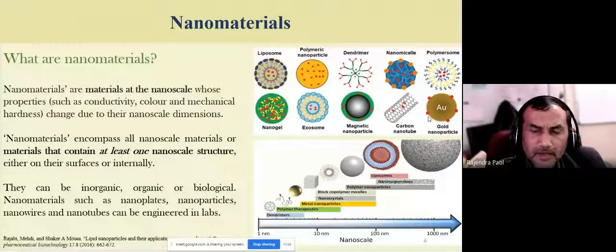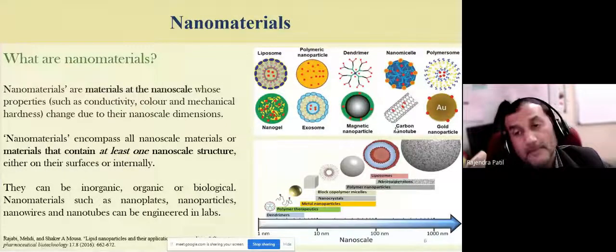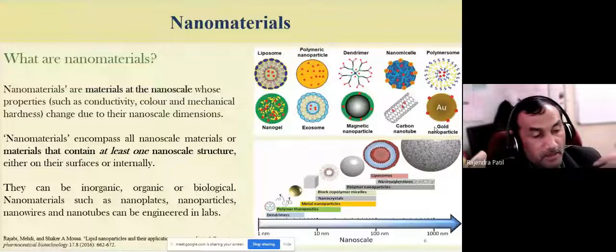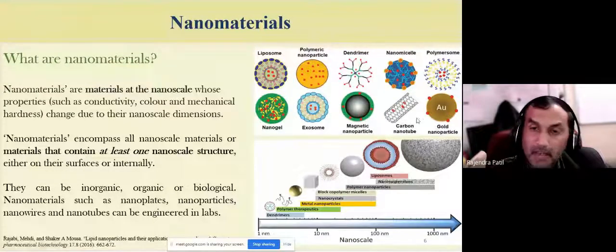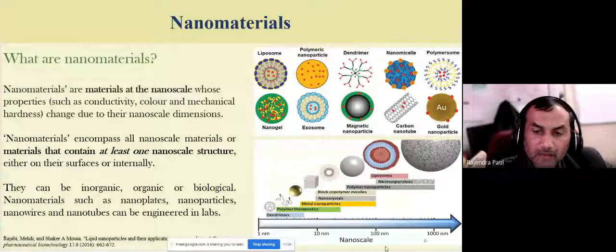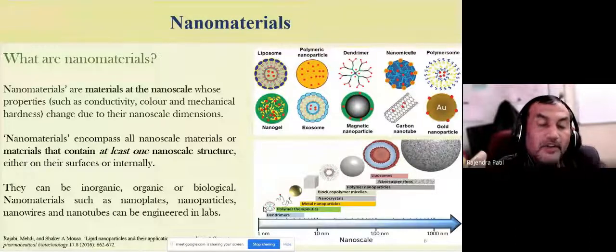Now I'd like to give a brief account of the various nanomaterials: liposomes, polymeric nanomaterial, dendrimers, nanomicelles, polymersomes, nanogels, magnetic nanoparticles, and carbon nanotubes. Carbon nanotubes and graphene are these days the most favored and most studied nanomaterials for their various characteristics. On the nanoscale range, dendrimers are the very smallest nanomaterials. These are regular, structured, branched nanomaterials, which have tremendous application, particularly in drug discovery.